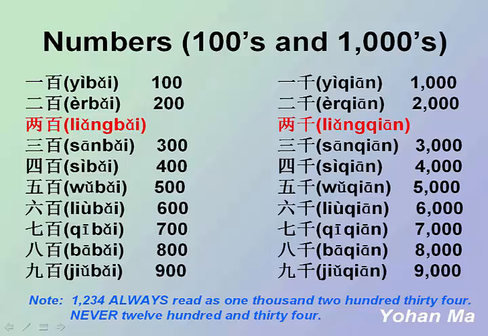Let's talk about numbers beyond 100. 100. 200, or 二百. Sometimes you can say 二百, but most of the time we say 两百. Maybe 5% or even less say 二百, but you almost always say 两百. You can never go wrong by saying 两百.